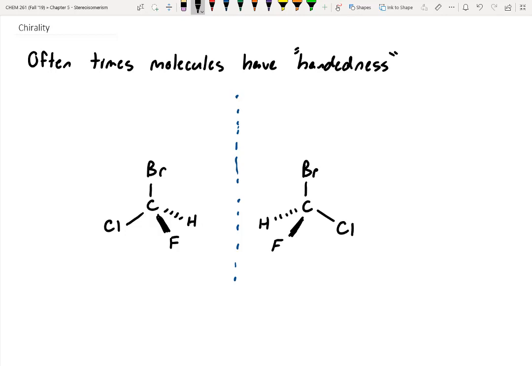Are these the same molecules? It's confusing, right? You look at them and you're like, well, they have the same constituents. How could they not be the same? Well, my challenge for you is build this with your model kit and try to overlay them atom for atom. They are not the same.